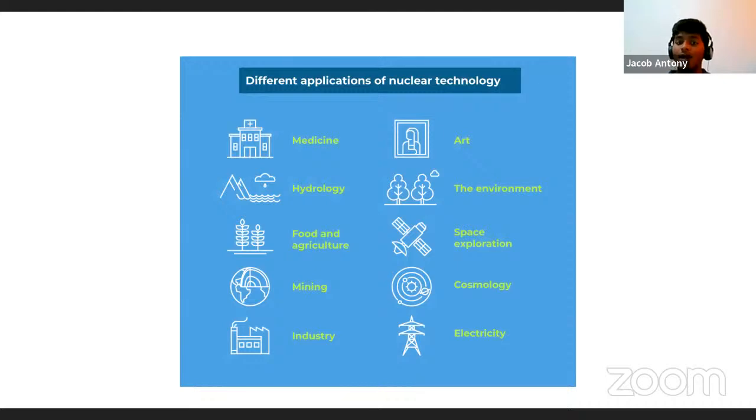Food and agriculture, radiation is used to kill pests and bacteria in food, making it safer to eat and expanding its shelf life, a process known as food irradiation. Mining, nuclear tools are used to analyze the composition of ores and minerals, improving the efficiency of mining operations. Industry, radiation is used for non-destructive testing of materials and welds to ensure structural integrity without damaging the object.